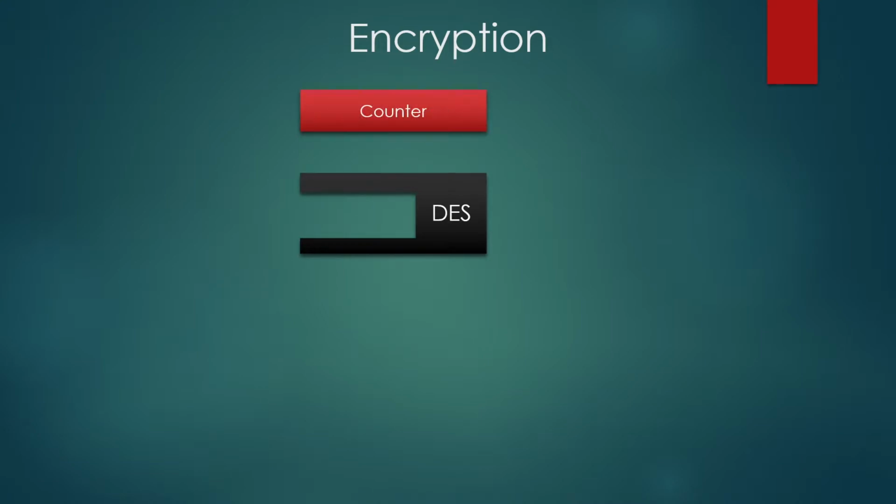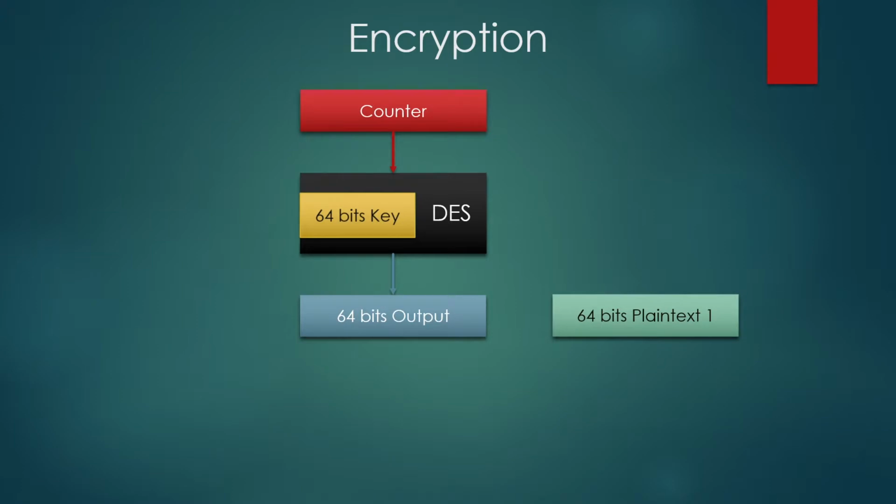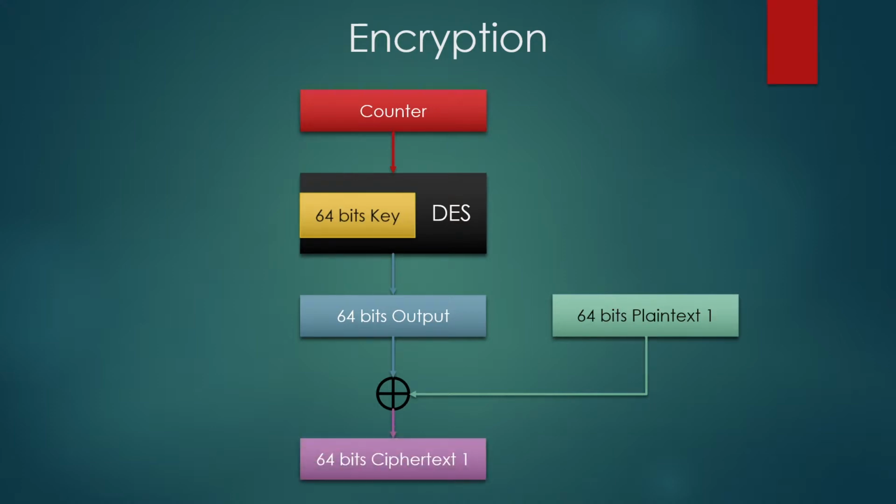CTR will then use this counter value as the first input block for the chosen encryption method. With the key size of 64 bits entered, an output of 64 bits is produced. This output is then XORed with the first plaintext block. This will produce the first ciphertext block for CTR.